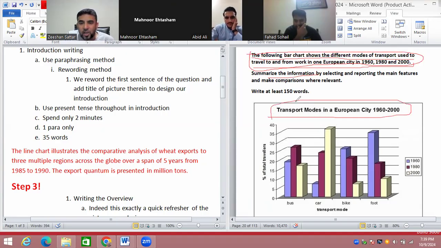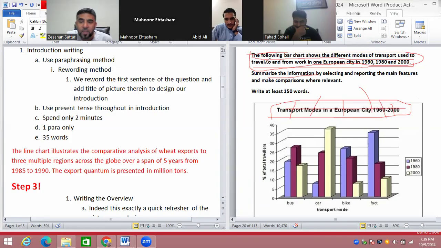So this title, transport modes, is covered in the first sentence of the question. European city covered, 1960, 2000 covered. So no need to add this title into your introduction because everything of the title is already covered in the first sentence. Title का दोबारा लिखना जरूरी नहीं है क्योंकि पहले sentence में सारा cover हो गया title. Is it done? I will be simply rewording that now to make the introduction.